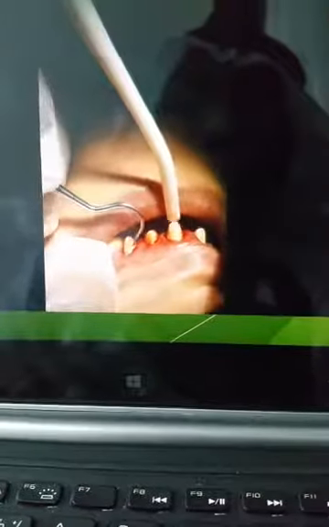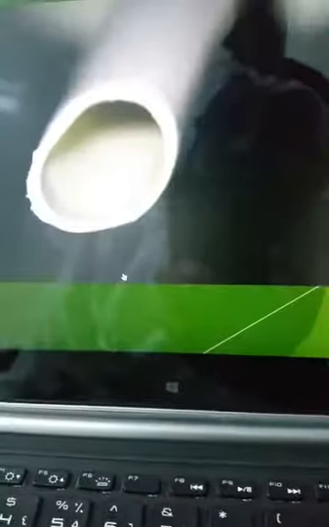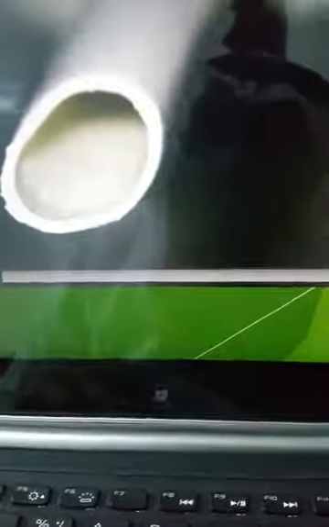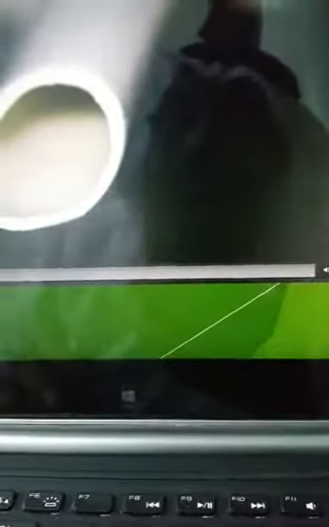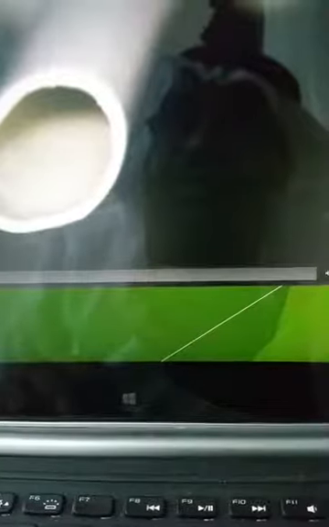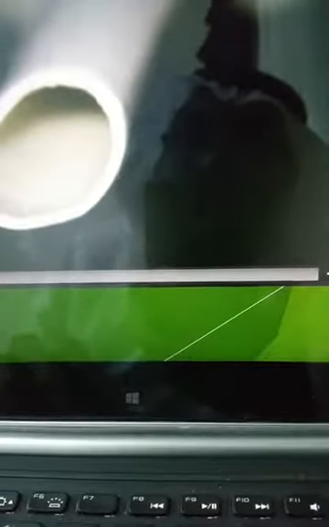And you can remove the rest of the cement with the XOR. Now we'll show you just a video of how the laser destroys the strength of the cement.